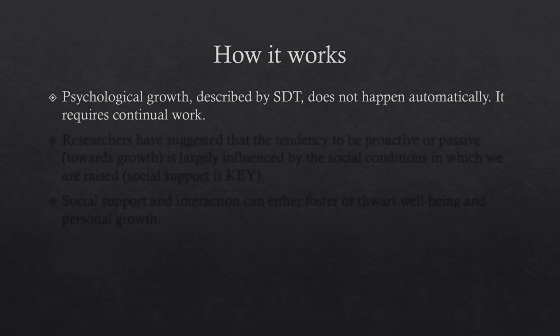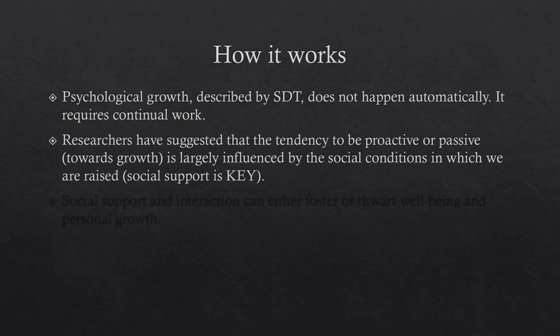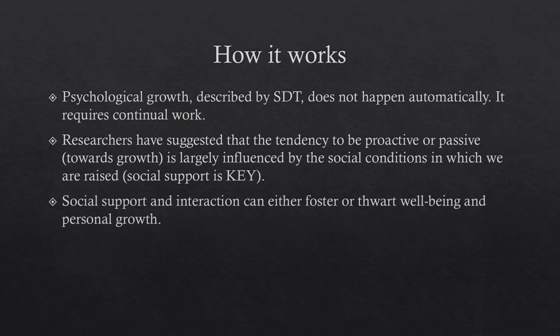So how does it work? Psychological growth, as described by this self-determination theory, does not happen automatically. It requires continual work. Researchers have suggested that the tendency to be proactive or passive towards growth is largely influenced by the social conditions in which we are raised. Social support is key here. Social support and interaction can either foster or thwart well-being and personal growth.